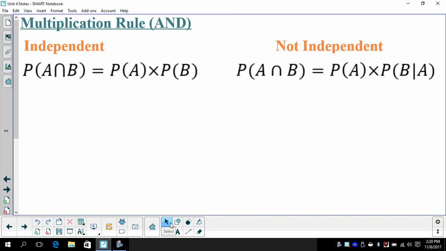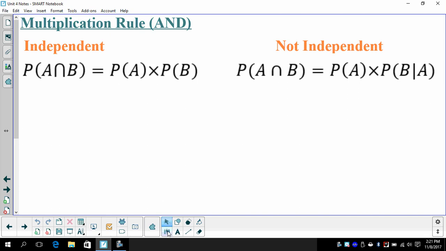If those two events are independent, meaning that the one event happening doesn't change the probability of the other event happening, we can just multiply those two probabilities together. And that's what we did in our introductory lesson.